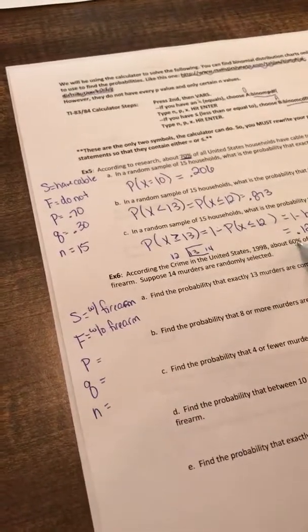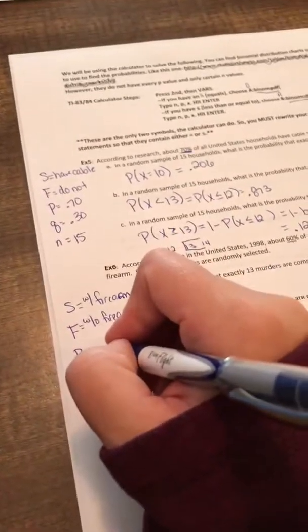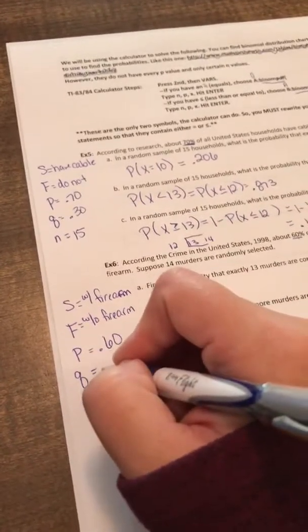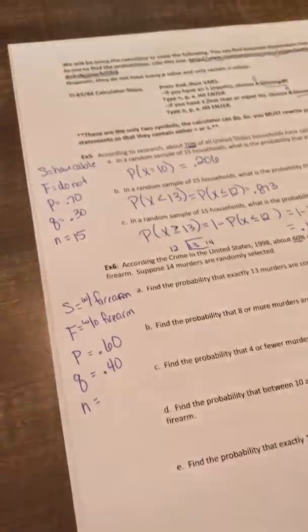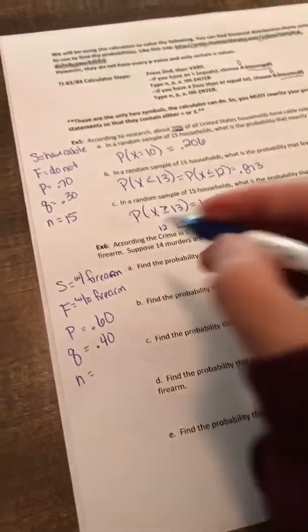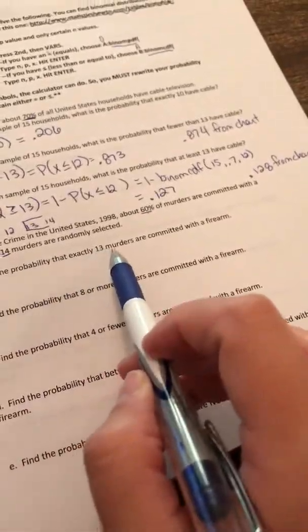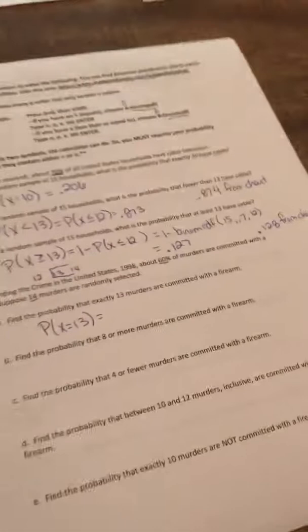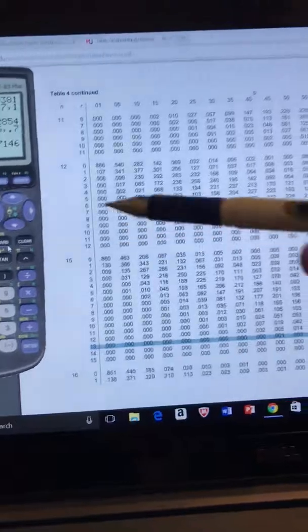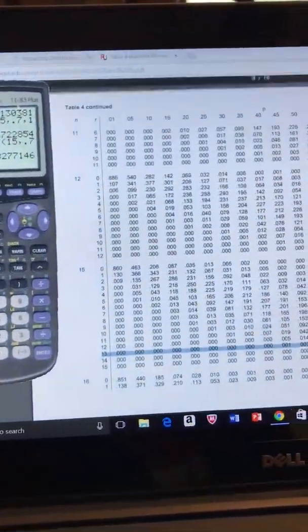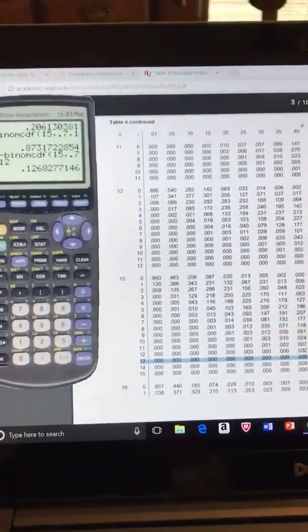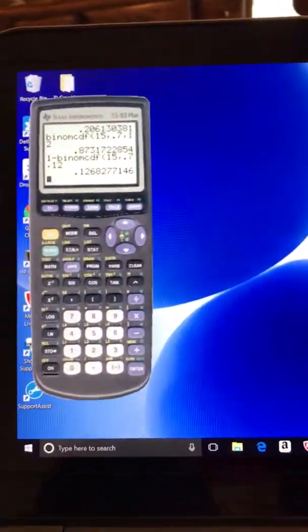Our P, it says 60% are committed with one, which means Q is 40% or 0.4, because they have to add up to 1 or 100%. And we're going to look at 14 murders, so N is 14. Find the probability that exactly 13 murders are committed with a firearm. If you look on this particular chart, there is no n equals 14, so we wouldn't have the option of using this chart. You can probably find a chart that has that and you would be able to use it. I'm just going to do it on the calculator.